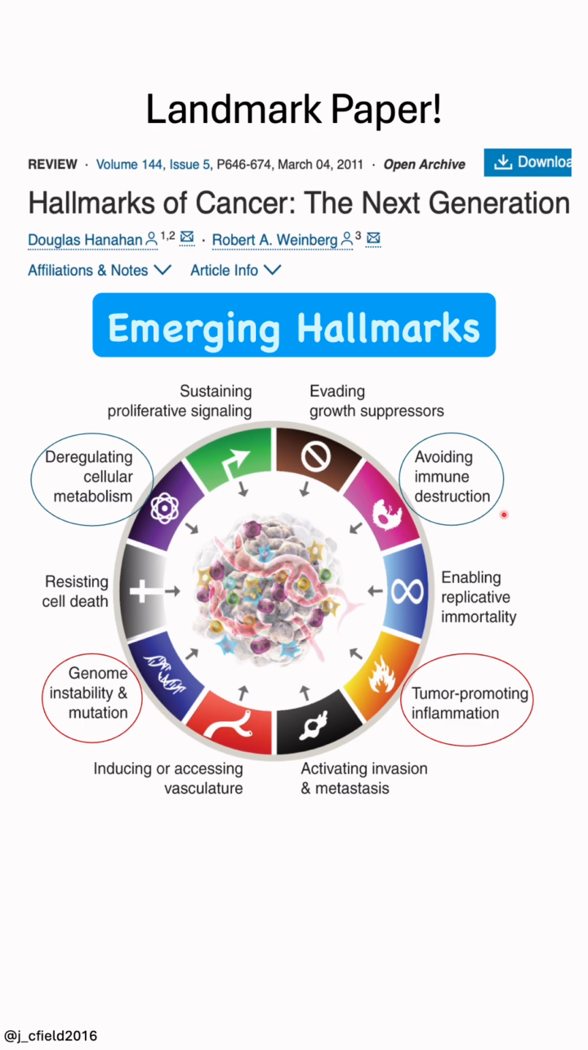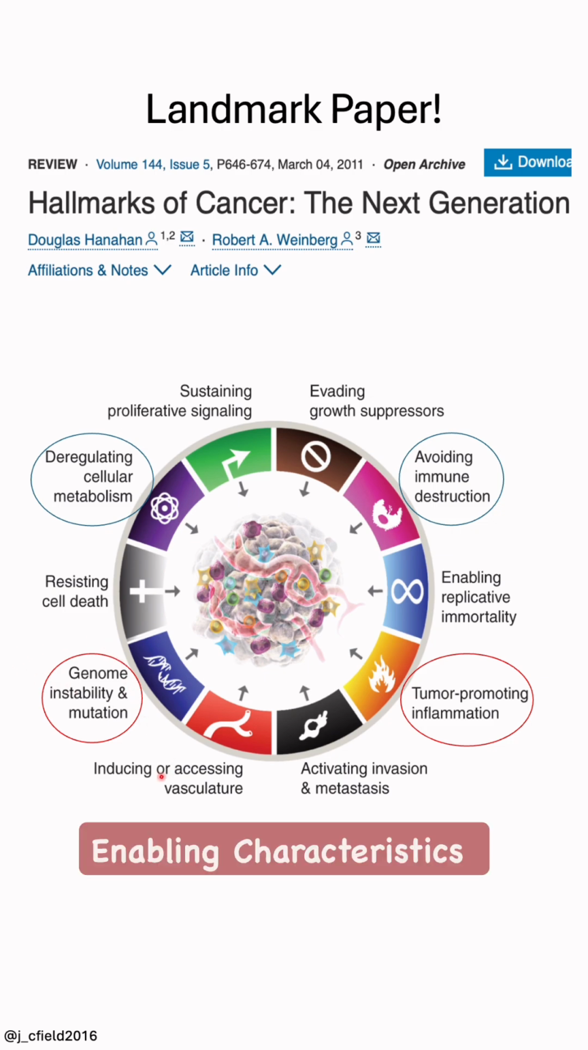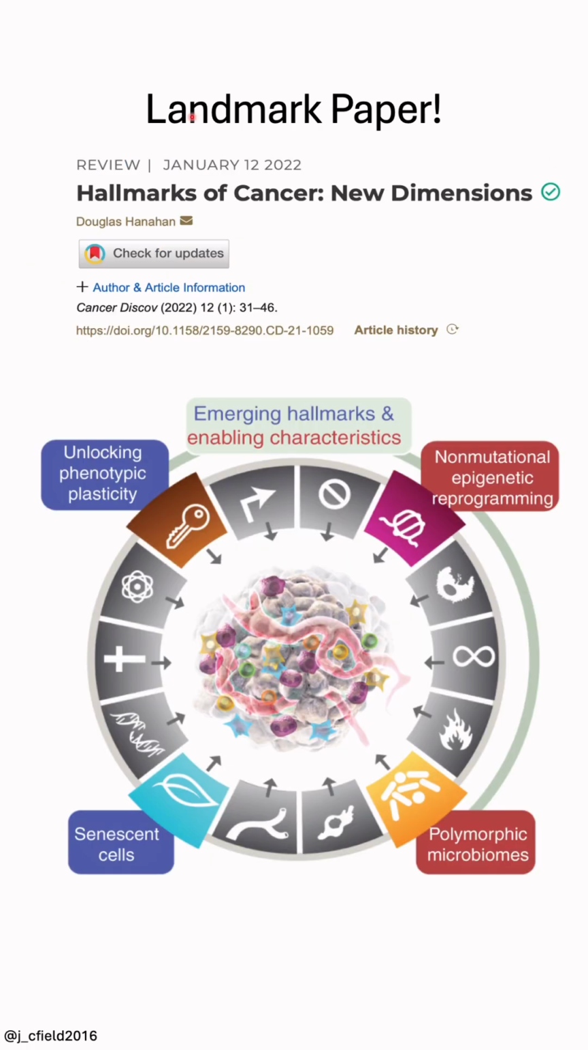And then there's this other principle or idea of enabling characteristics. So things like genome instability and mutation, as well as tumor promoting inflammation. These are qualities that once they happen, they are able to encourage the development of the other hallmarks. So they're not necessarily hallmarks themselves, but they are characteristics that give cancer cells the ability to have the hallmarks.